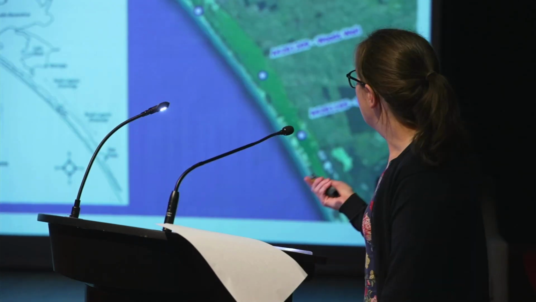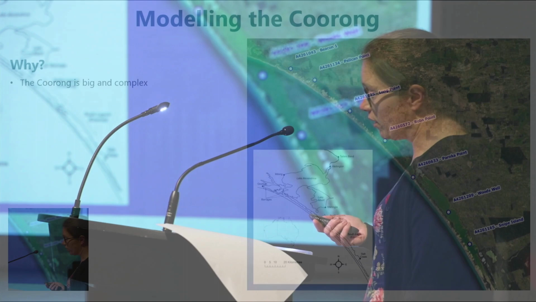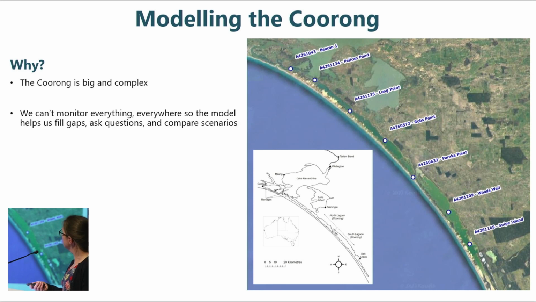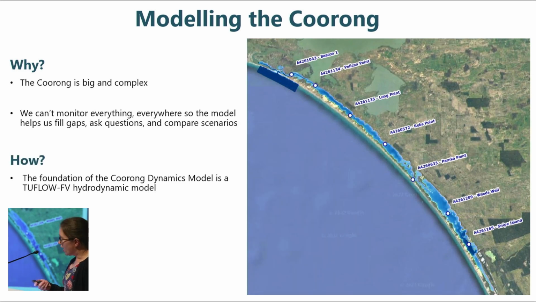Why? The Coorong is big and complex, and a model helps us understand environmental processes and responses over varying temporal and spatial scales. We can't monitor everything everywhere, so the model helps us fill gaps, ask questions and compare scenarios. How do we do this?